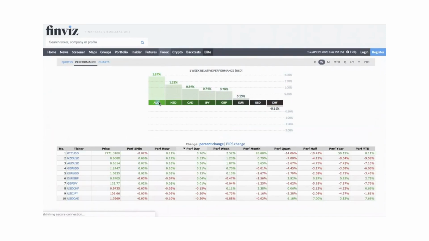Another quick tip, a more advanced strategy, is that you can see what is currently not moving. As I said, this whole chart is relative to dollar, so dollar will be zero. There is no comparison of dollar to dollar, so we ignore this dollar. You can see that euro and franc didn't really move much compared to the rest of the currencies. Euro to dollar only 0.13, dollar to franc only 0.11.